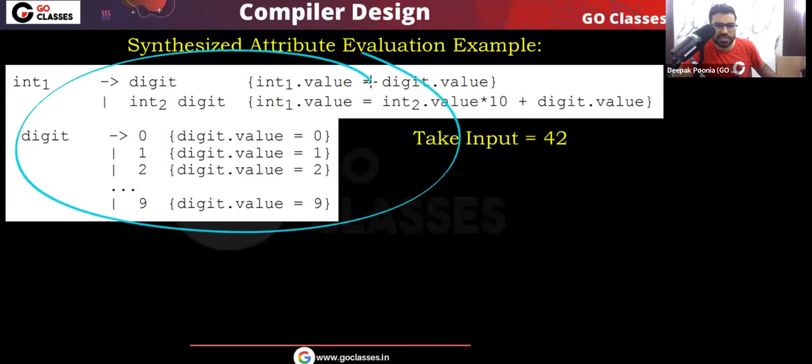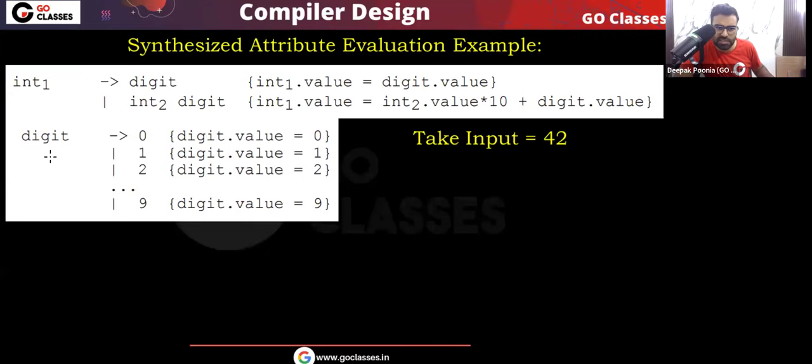You can see this is the SDD that is given to you. So first you understand this SDD. Here, int is the start variable. Int1 and int2 are basically the same variable, different instances. So you can see this int can go to digit, or this int can go to int followed by digit, and this digit can go to 0 to 9.